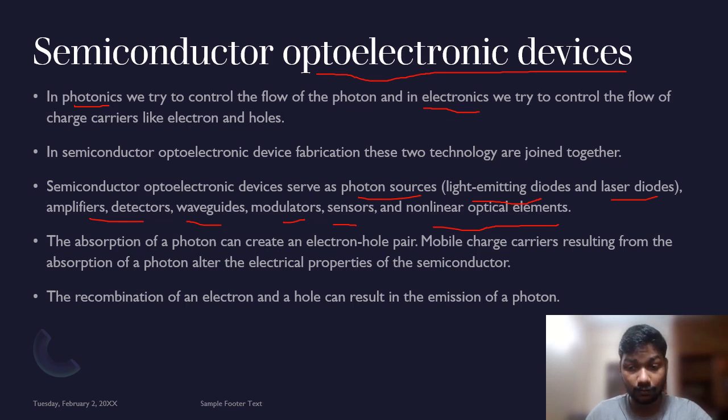So why are these two technologies joined together? Because the absorption of photon can create an electron hole pair. So these electron and hole pairs are used in electronics, and the recombination of electron and hole pair can result in emission of photon.